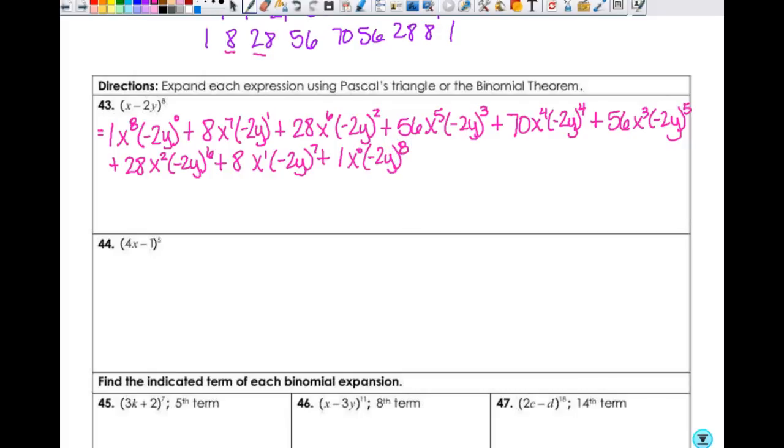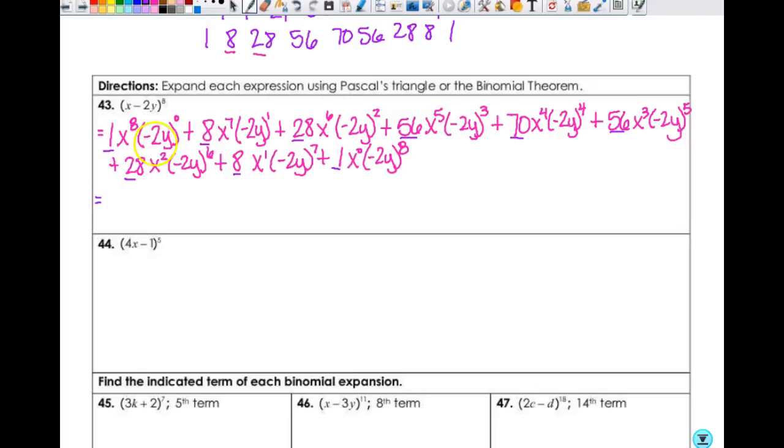Remember to go back and double check yourself that these are actually the coefficients that come from that line of Pascal's triangle. And then also that your exponents each time add to give you 8. Now you gotta work it all out and clean it up.